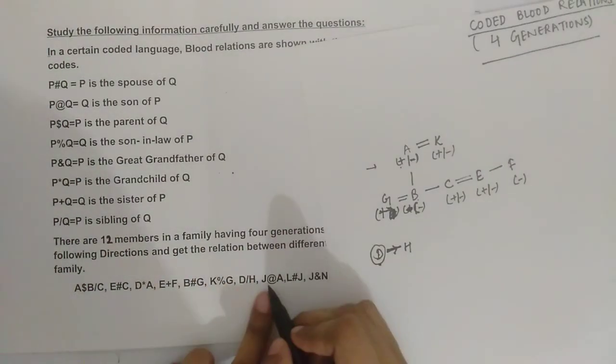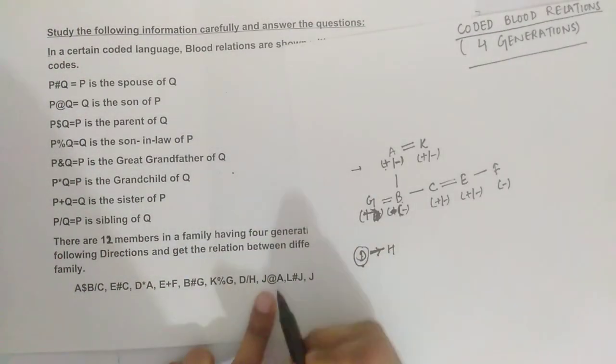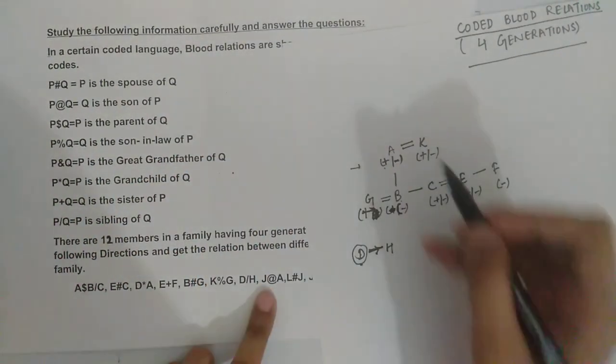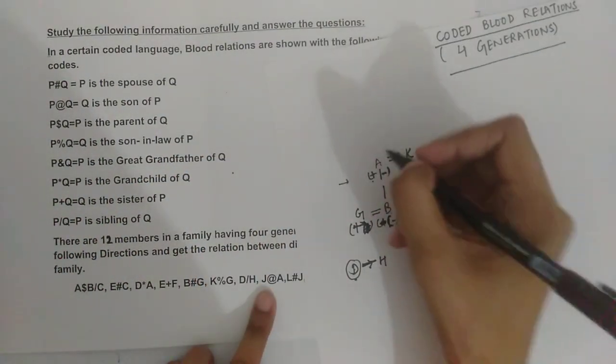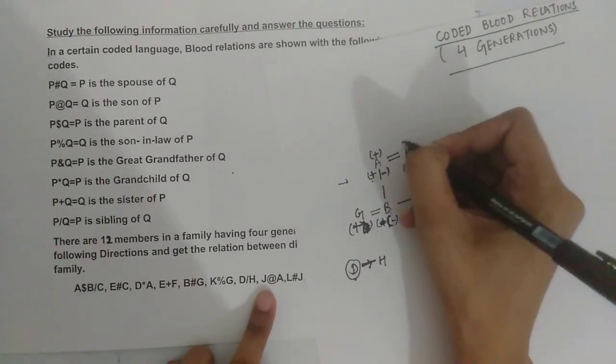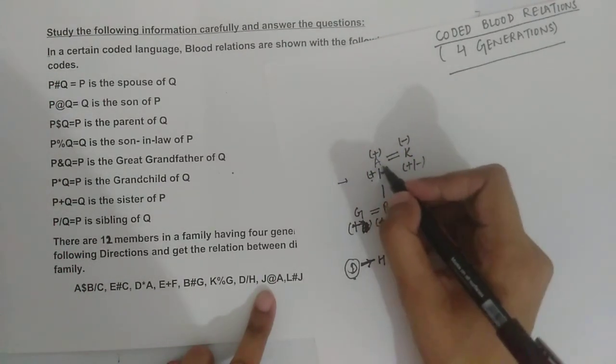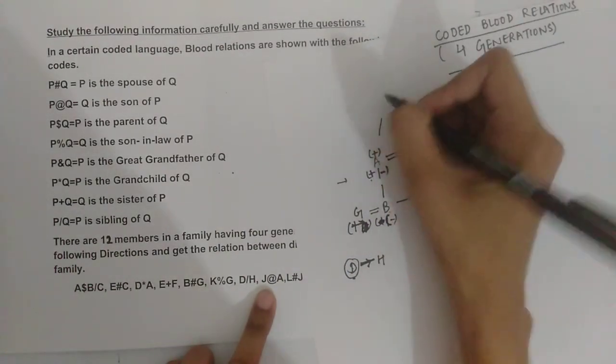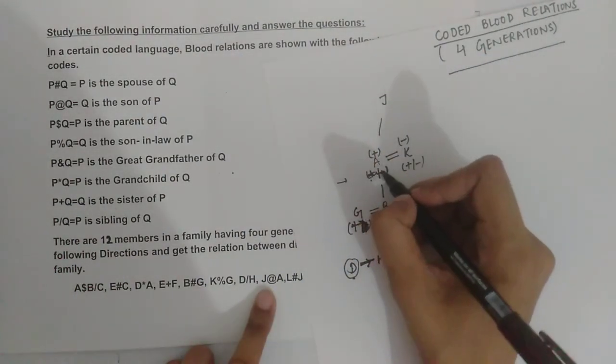Fine. J at the rate A. J at the rate A means A is the son of J. Fine. Now A is the son of J. A will be male and K will be female because these are married. This will be male and this will be female. A is the son of J, so J will come in this generation.